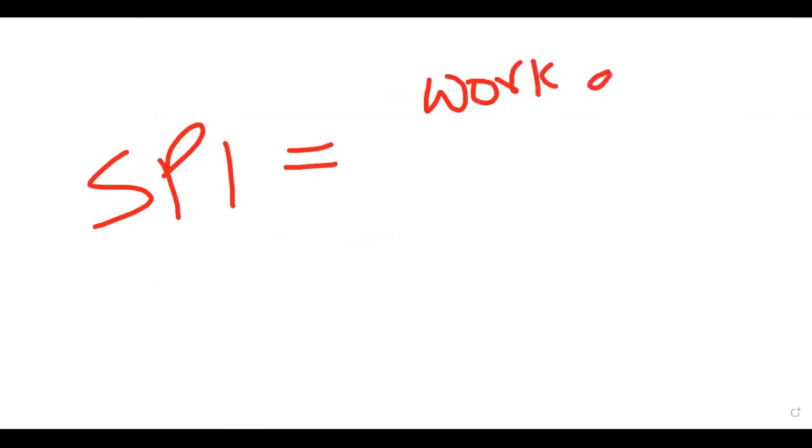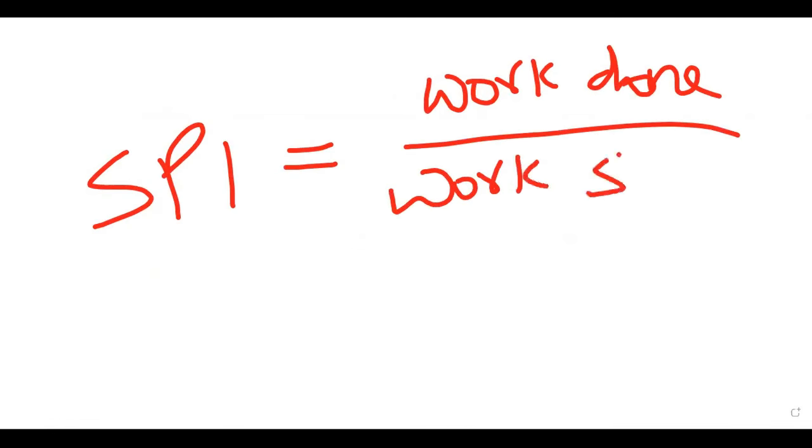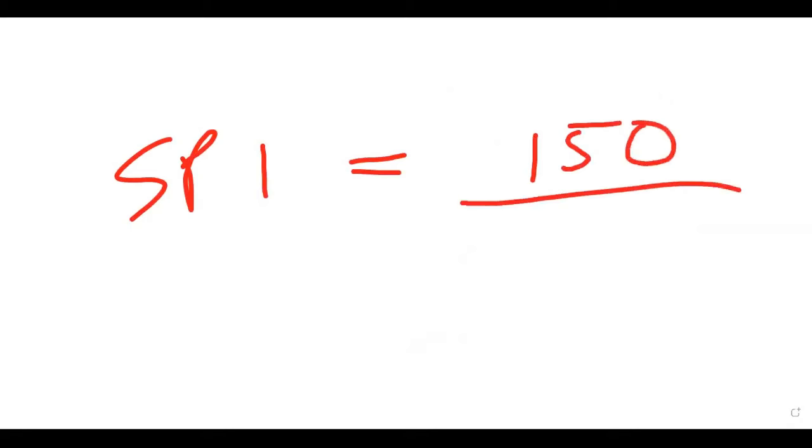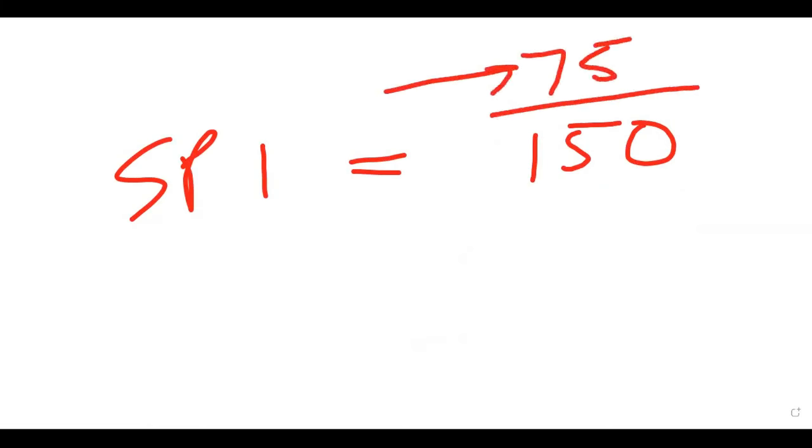So the SPI, when you boil it down, is really looking at the work done divided by the work that you scheduled. See it? How many did I do? 8. How many did I schedule? 10. SPI is 0.8. How many story points did I say I would get done? I said I would get 150 story points done for my team, with my team. How many did I actually get done? I only got 75 story points. This is what I did. This is what I planned. You get it?